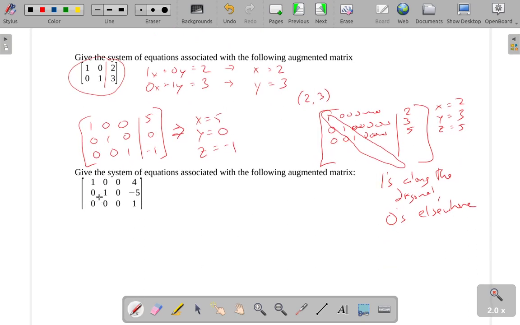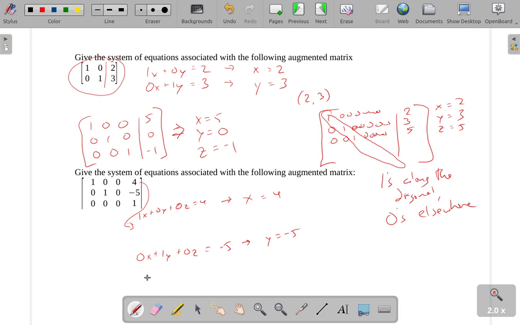So let's look to see what happens when we have something that looks like this. We almost have 1s along the diagonal. We have 1, 1, but we have a 0 there. We have zeros everywhere else, though. Let's read off what these equations say. The first equation says 1x plus 0y plus 0z, in other words, just x, equals 4, which we just clean up to read x equals 4. The second line says 0x plus 1y plus 0z equals negative 5. In other words, y equals negative 5.